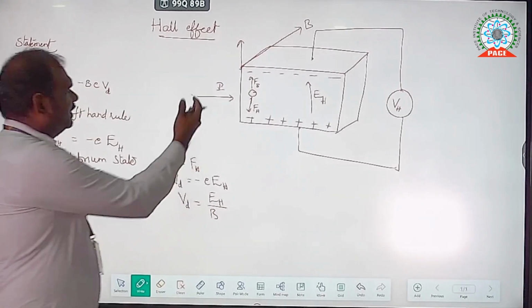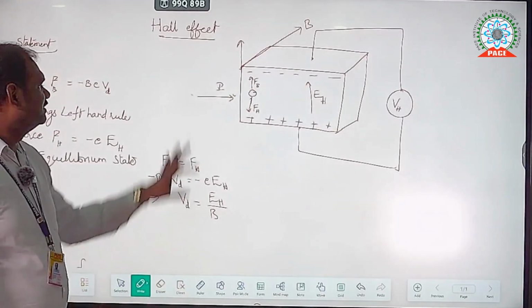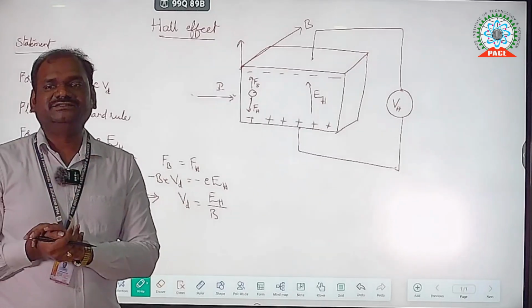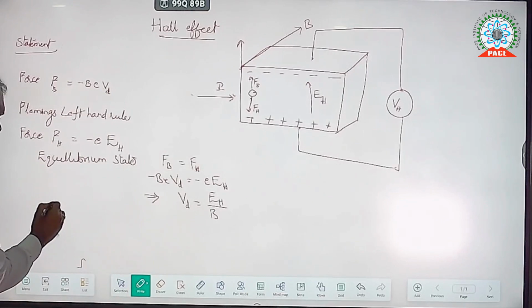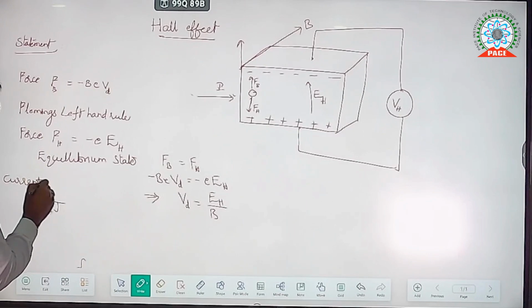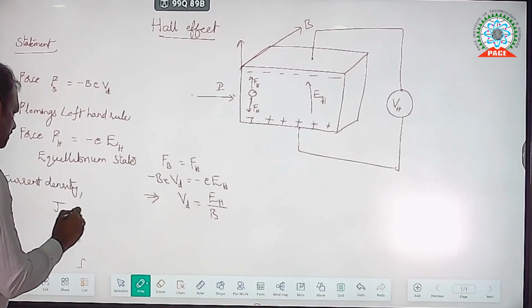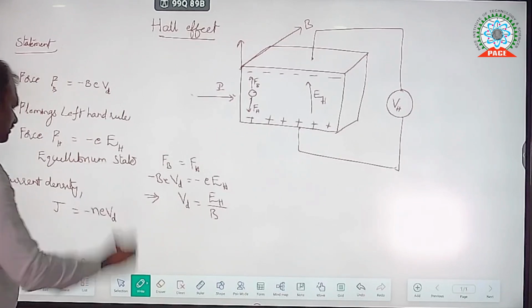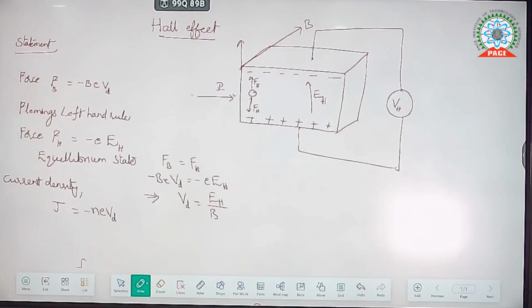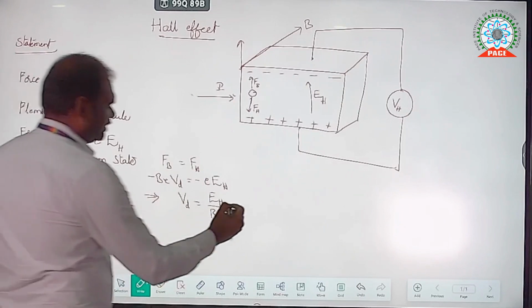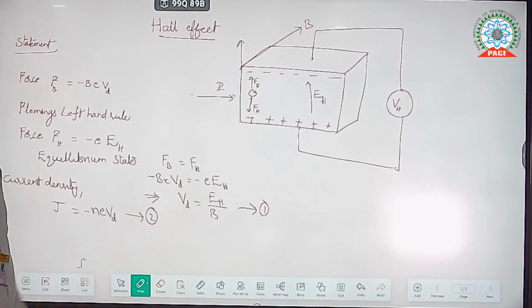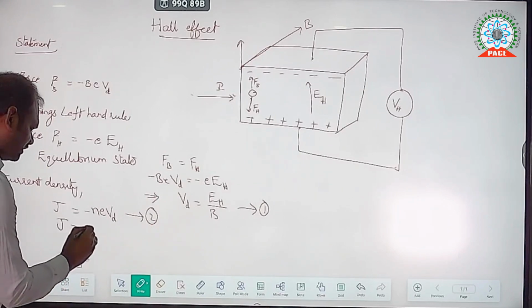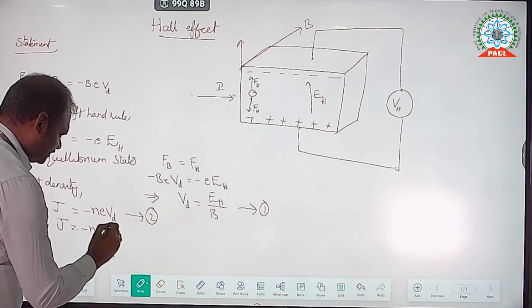Now, there is a current I passing through the semiconductor. Initially, we have taken that current can be termed in terms of current density. What is current density in this semiconductor? The current density is indicated by the letter J. Current density J is equal to minus n e vD. Here vD is equal to EH by B, which we take as equation 1, and J equal to minus n e vD as equation 2. Substituting equation 1 in equation 2, J is equal to minus n e EH by B.